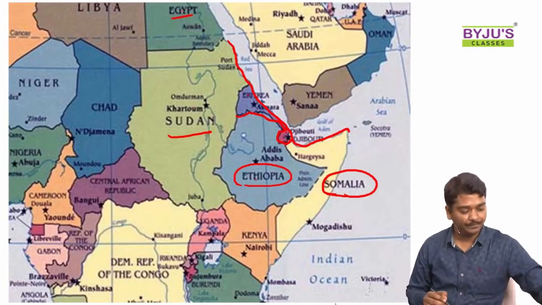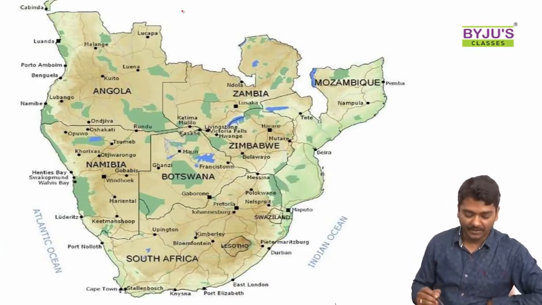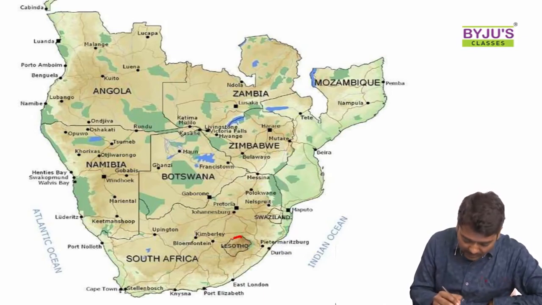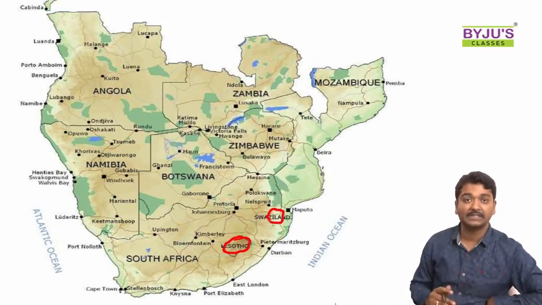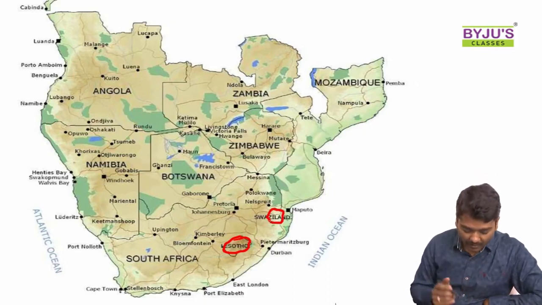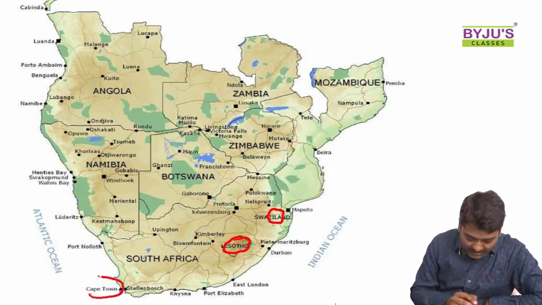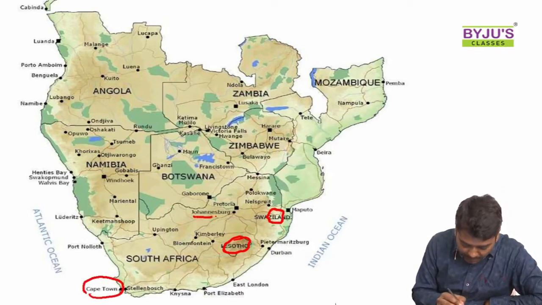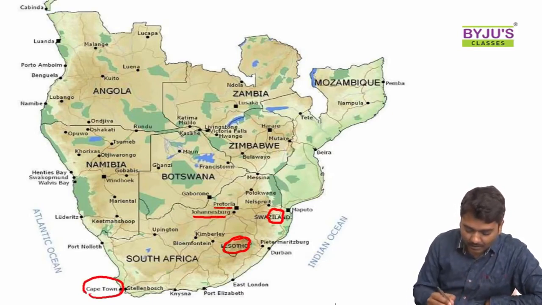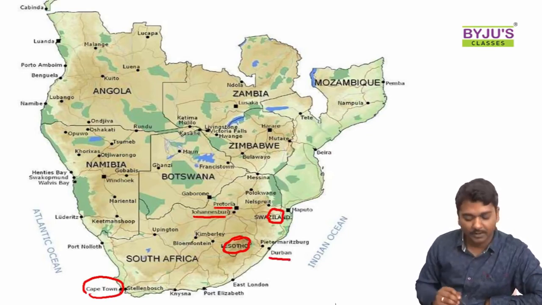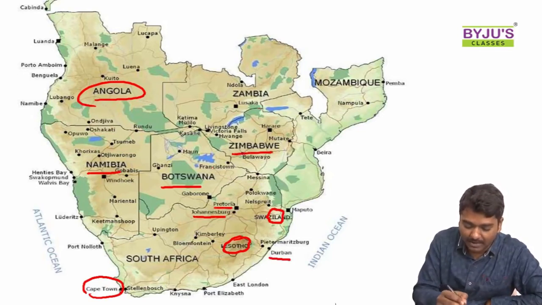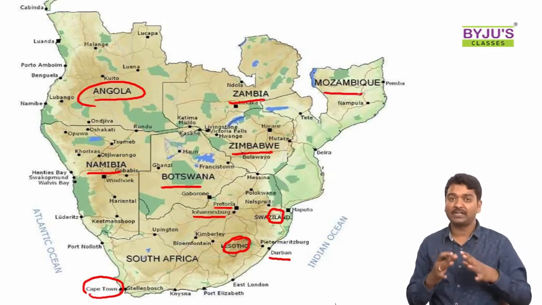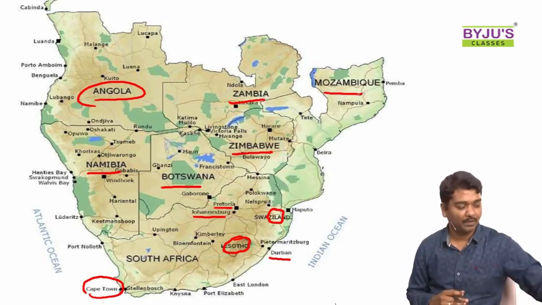These are important. Then in South Africa, please observe, you have Lesotho and Swaziland, which are enclave countries, right? Lesotho and Swaziland are enclaves which are present within South Africa. The other places that are important are Cape Town, Johannesburg, Pretoria, Durban. And see the countries: Angola, Namibia, Botswana, Zimbabwe, Zambia, Mozambique. So you may actually get a question from South Africa also, right?